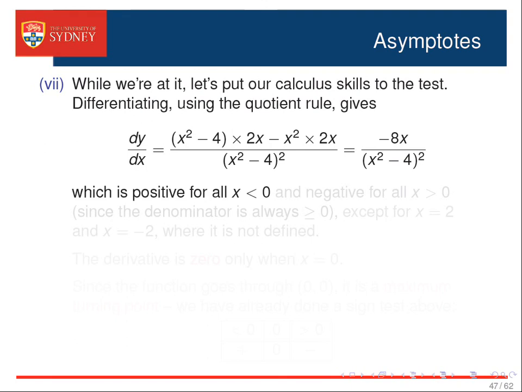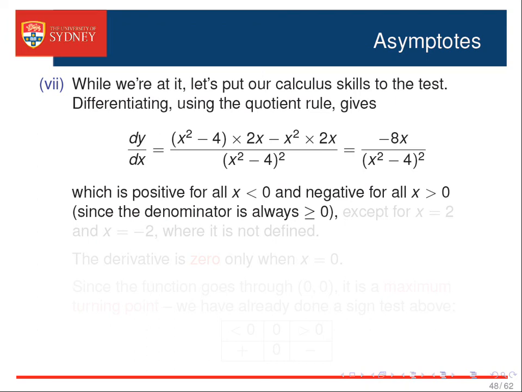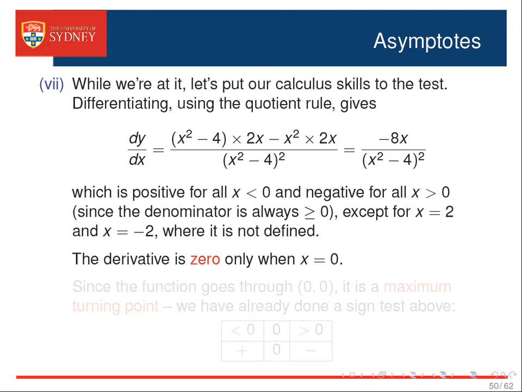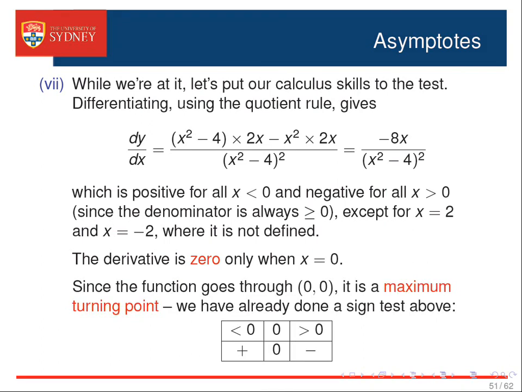This is positive when x is negative, and negative when x is positive, since its sign is determined by the minus 8x factor, as the denominator is always positive. Except, of course, when x is 2 and x is minus 2, when the derivative is not defined. The derivative is only 0 when x is equal to 0, and we have already done a sign test above showing that this is a maximum turning point.